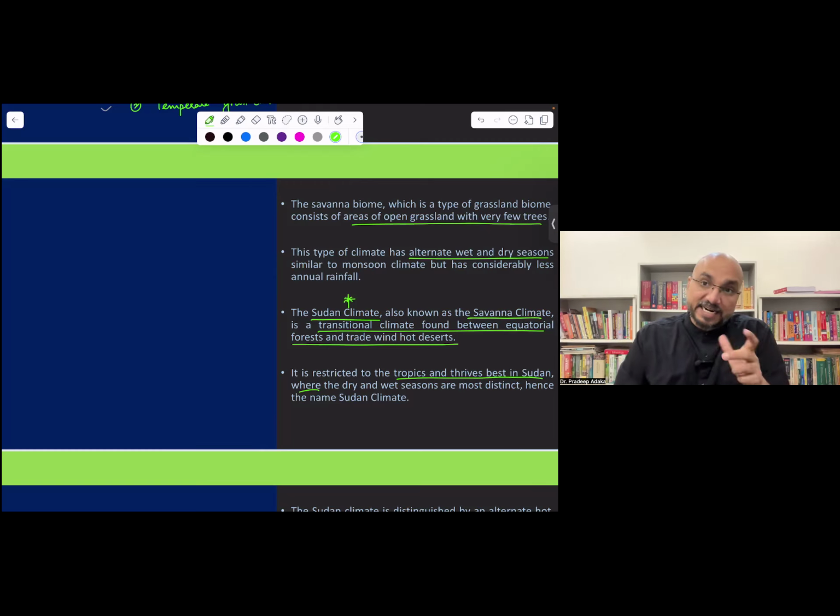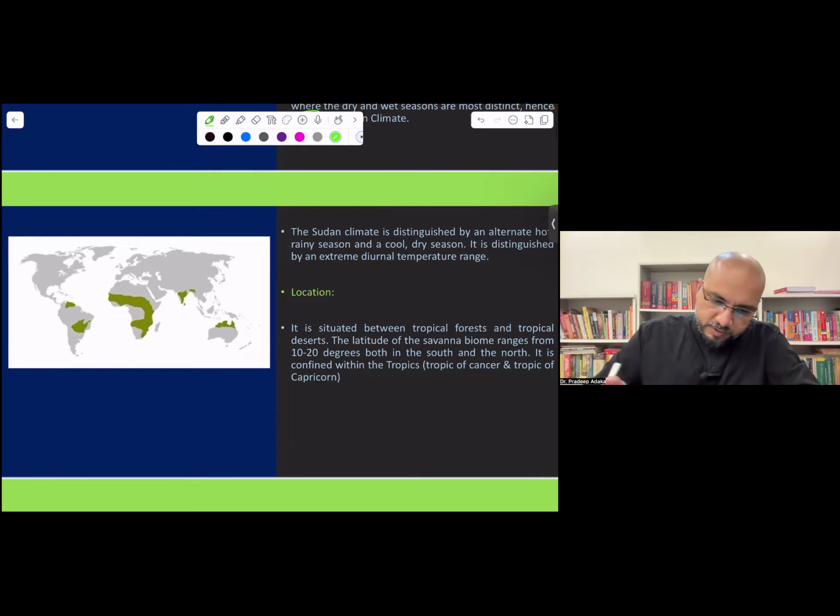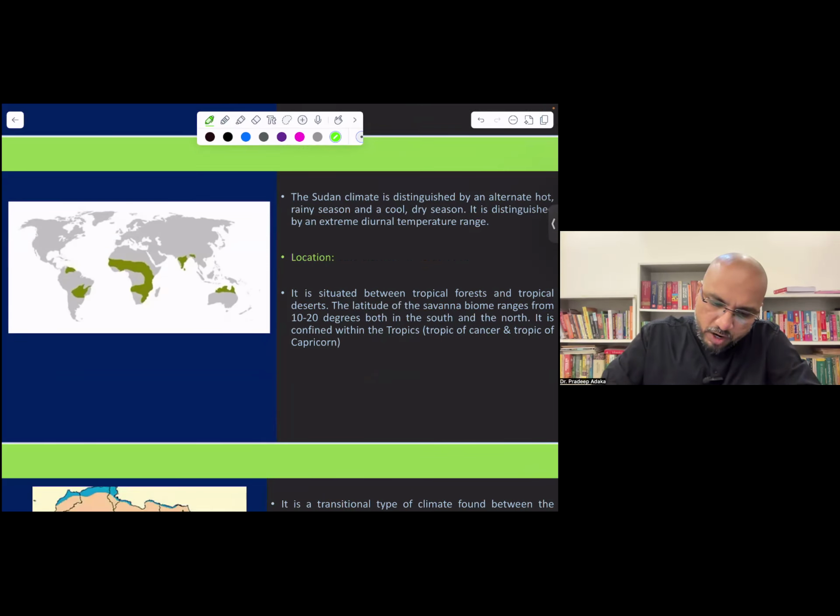Okay, so we have distinct dry and wet seasons. In the dry season there is no rainfall. In the wet season there is a little bit of rainfall. There is rainfall, but it is not much. So you have characteristic dry and wet seasons, and you can see this clearly in the Sudan area, the country. That is why it is also called a Sudan type of climate, because it is in between your desert and the tropical region. So the Sudan climate is distinguished by an alternate hot rainy season and cool dry season.